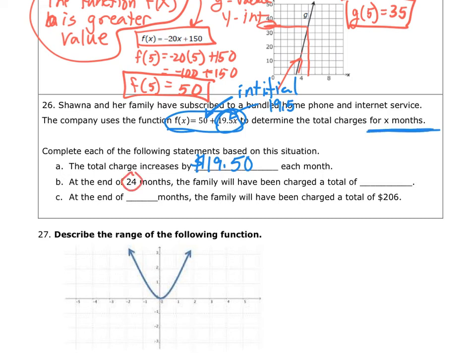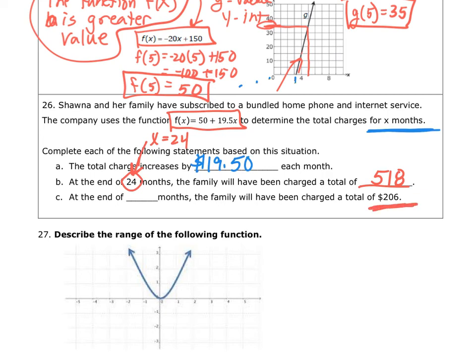At the end of 24 months, the family has been charged what? So I'm going to take this equation and put it in my y1, and then I go to the table, and x is months, and so I look where x equals 24 in the table. And I want you to do that step. When you do that, you should get 518. Go check that.